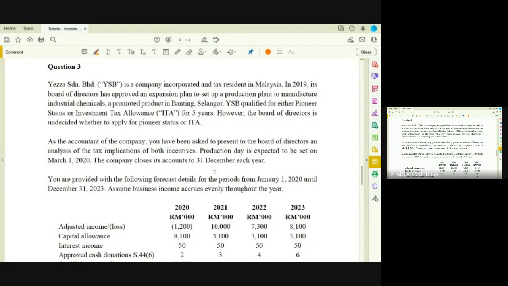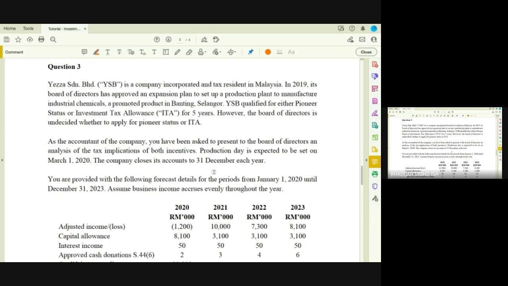Anyone? How to be a resident company? Company must have management and control in Malaysia. What do you mean company having control in Malaysia? It means that during the year, the company has at least one meeting in Malaysia, for example, where major decisions are made in Malaysia.